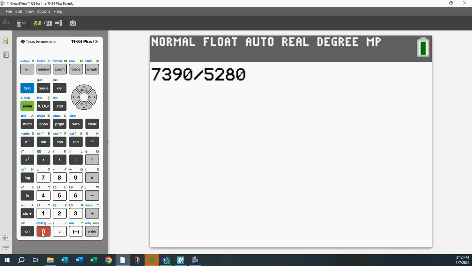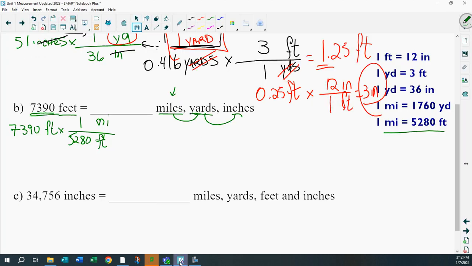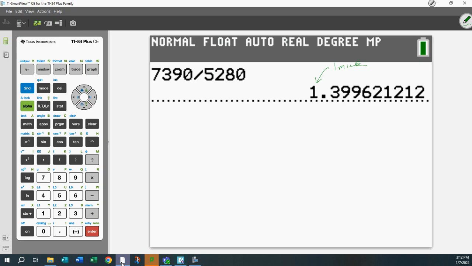I know that's going to be 1, but 1 point what? 1.3996 2121. Oh boy, ugly, ugly, ugly. But at least I know I have 1 mile. Got it? Okay, so I'm going to go back to my notes here and put down that I have at least 1 mile. Beautiful. But I have this ugly remainder to deal with. Well, think about it. What is that remainder? Go to here. The remainder is 0.3996.